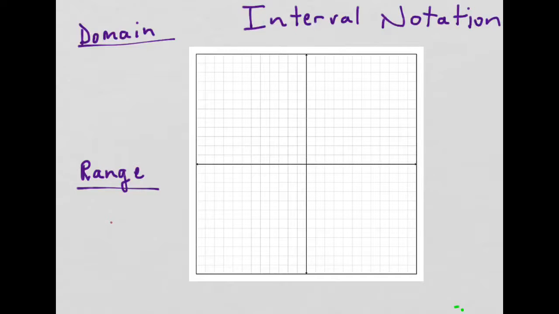to show you how to represent the domain and range of a particular graph. So let's start out with a graph that looks like, let's put a dot here. Let's make a parabola.